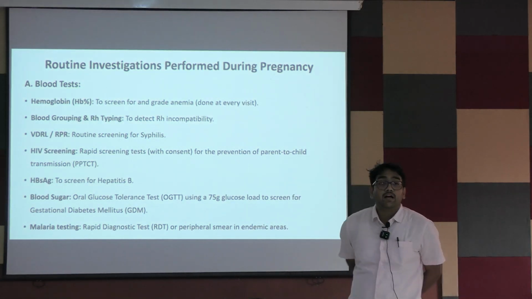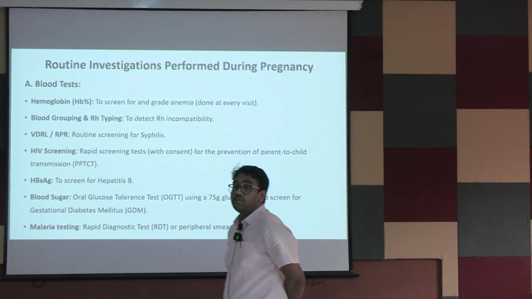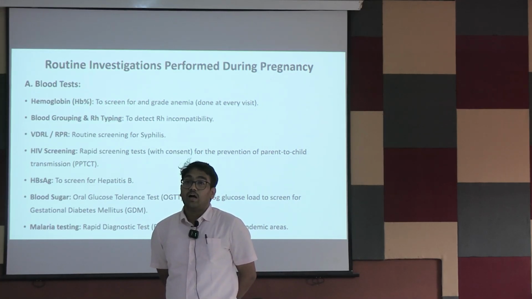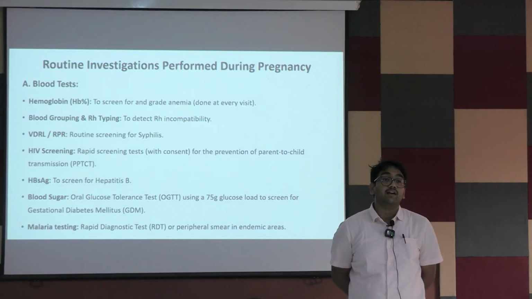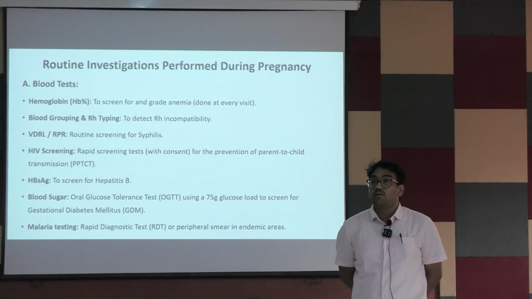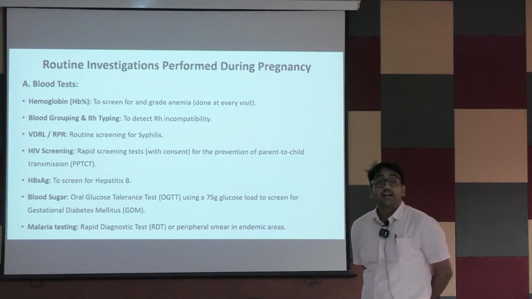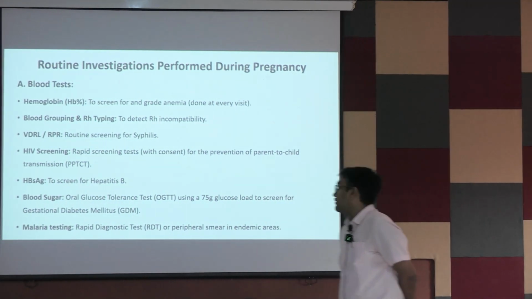Next is blood grouping and RH typing, because we know RH incompatibility is a problem, okay. If the mother is RH negative and the fetus is RH positive, then there can be some RH incompatibility problems, okay. So, blood grouping and RH typing, one is for this, and second is if there is any requirement of transfusion during the process of delivery, then also. So, from early on, RH typing and blood grouping will be done. Next, VDRL. VDRL is, as we know, screening for syphilis, isn't it?